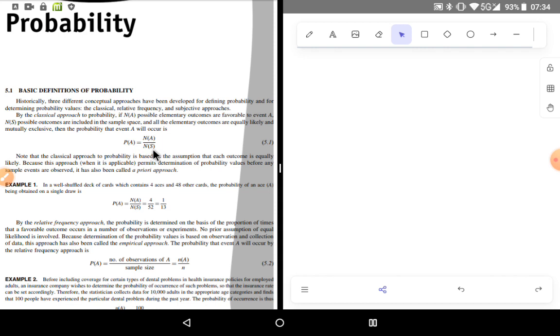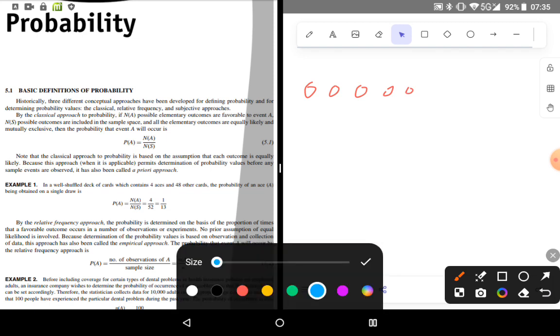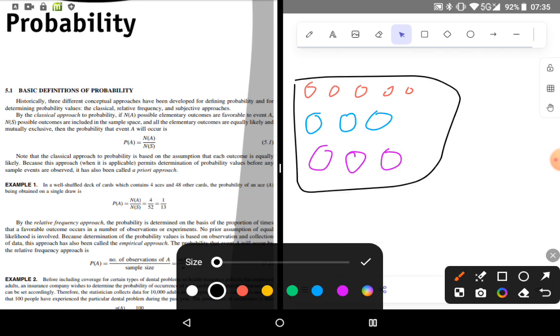So what this is trying to say is that if I have, let's say, about 5 red balls and I have 3 blue balls, and I also at the same time have 3 purple. So this here all sums up to 11 balls.